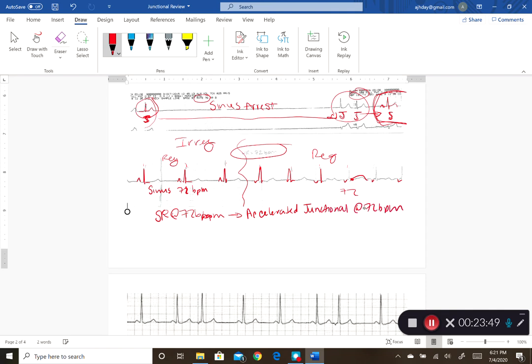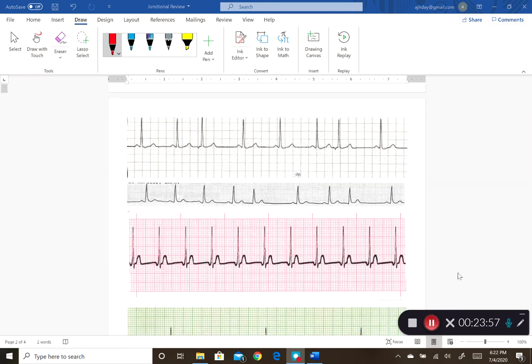So I have 2 rhythms here. I have a sinus rhythm at 72 beats per minute that converts into an accelerated junctional rhythm. All right, taking a look at the next one. My rhythm overall looks irregular, but really it's just these 2 beats that make it irregular. Everything else seems to march out pretty close to being extremely regular. So my underlying rhythm is regular. I just have these 2 beats that stick out that are out of the pattern.